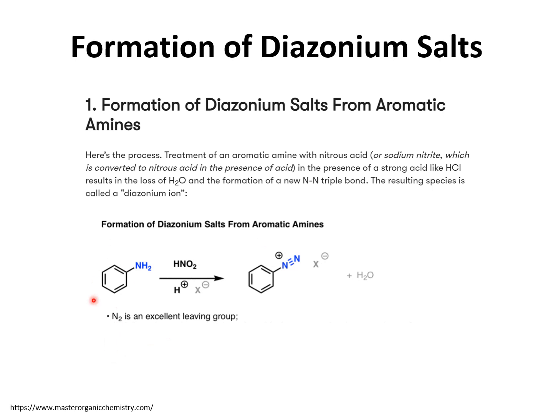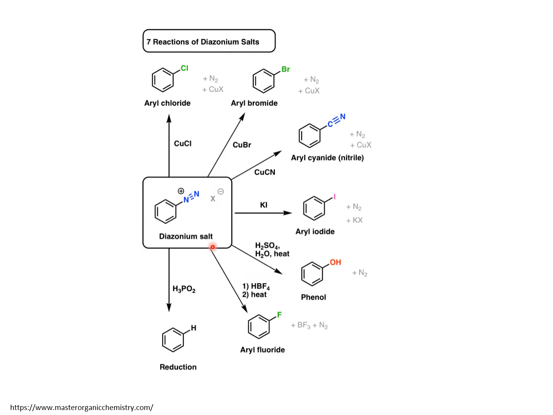So if you react amine with nitrous acid, you will definitely get N triple bond N. This is a very good intermediate to form another compound, because this N triple bond N will lead to the formation of nitrogen, and it is an excellent leaving group. So starting from the diazonium compound, we have a very good leaving group, nitrogen, N2.